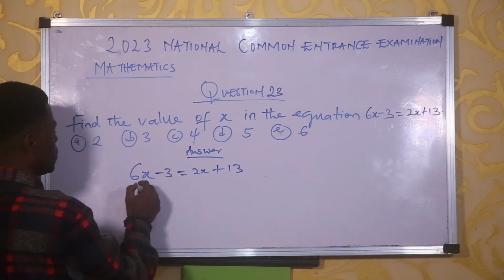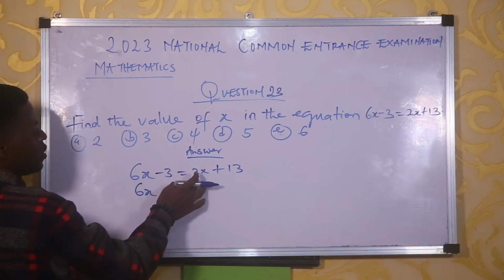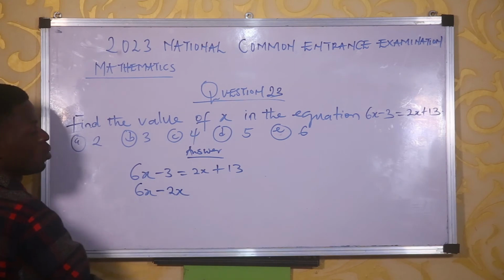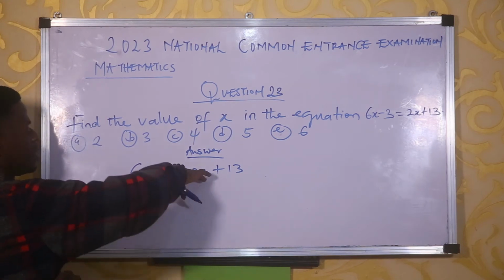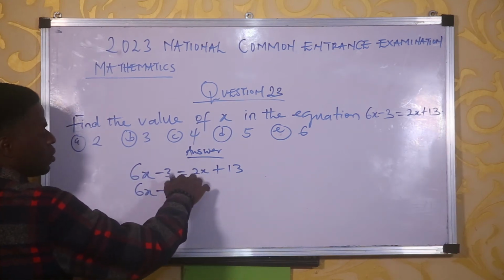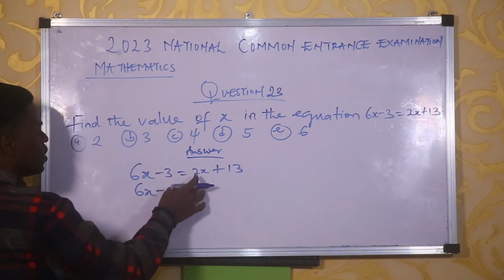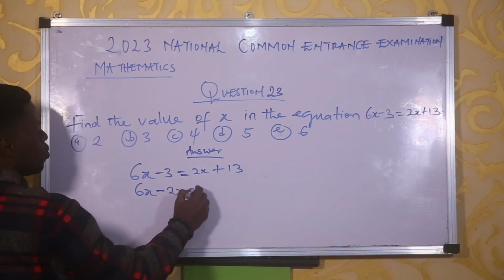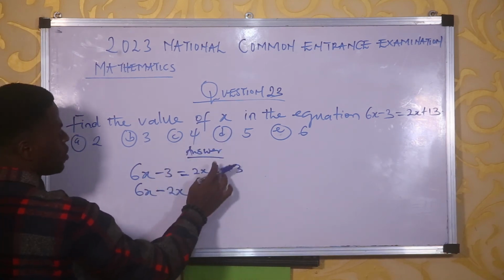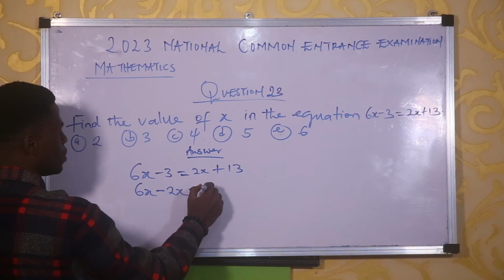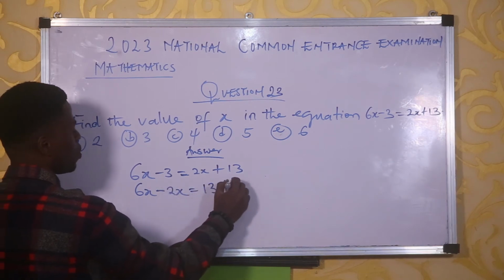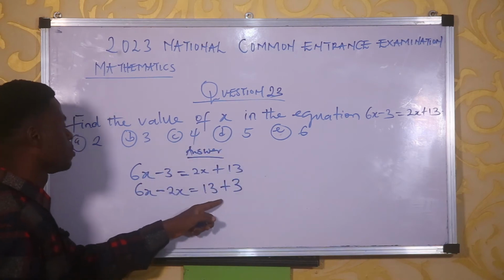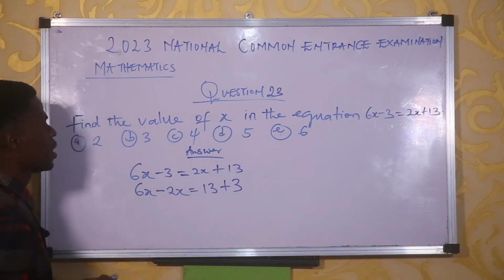So this is 6x. When 6x crosses to this place, to meet the 2x here, we have minus 2x, because this is a positive integer, not a negative integer. Since it's crossing the equal sign, it will be minus 2x. The minus 3 goes to the other side and becomes plus 3, because when minus 3 crosses, it becomes plus 3. So now I think it's balanced.